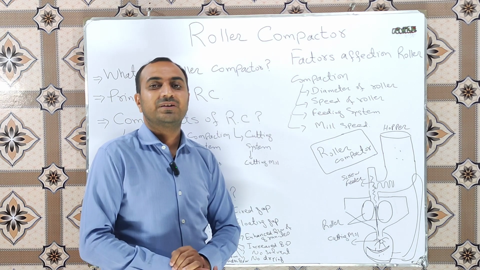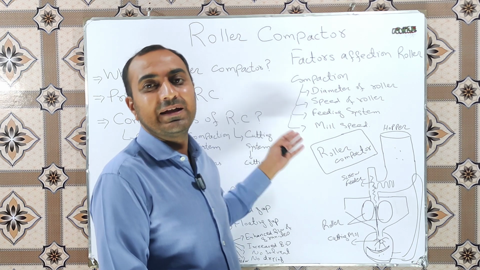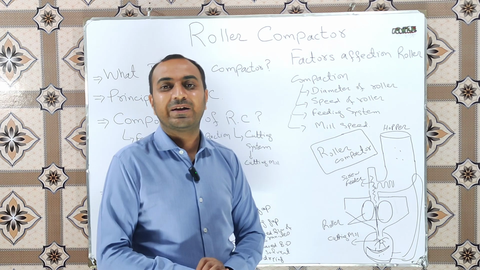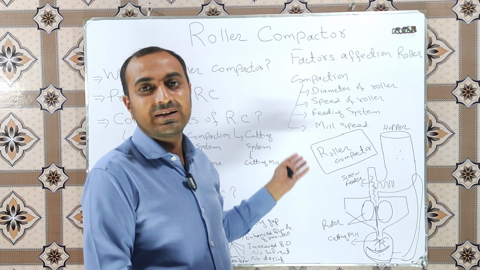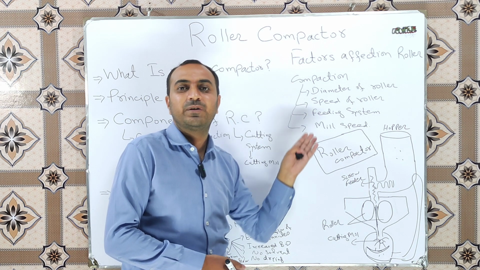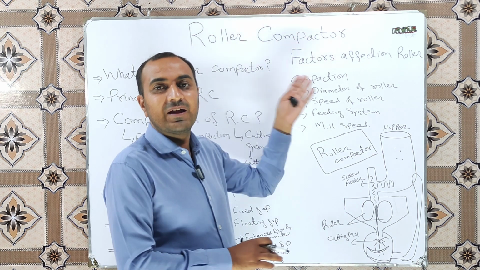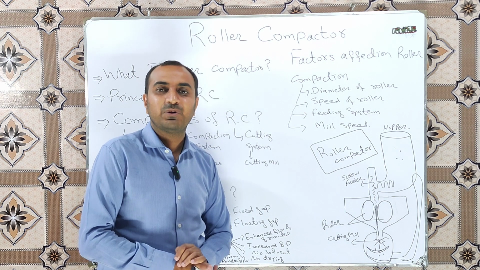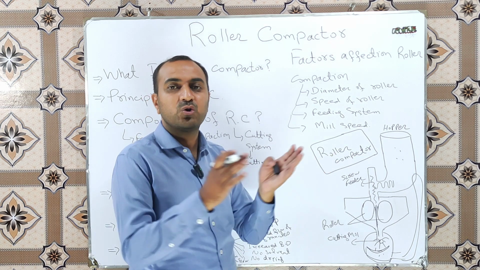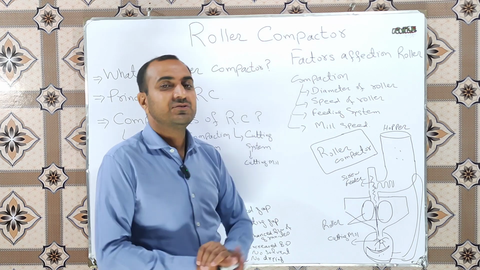Speed of roller is inversely proportional to the pressure applied by the roller compactor. Mean if rollers are moving at very fast speed, the contact time between the powder and rollers will be less, so less force will be applied. If they are moving at slow speed, the contact between the powder and roller will be increased and more uniform pressure will be applied. Next one is the feeding system.